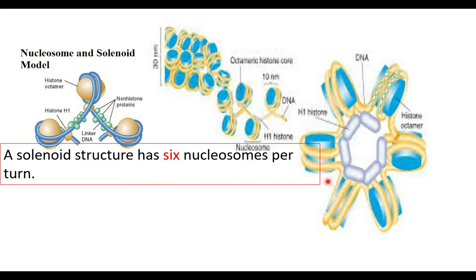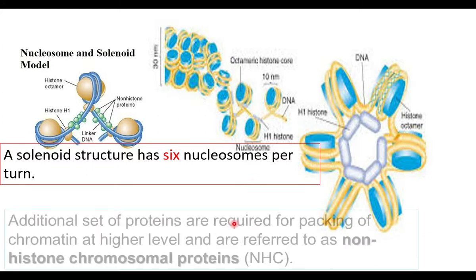The term is known to you. You would have learned it in physics. 6 nucleosomes form a solenoid. Again the solenoids, non-histone proteins. The green colored globular structures are non-histone proteins. The non-histone proteins help the further, higher level folding of the chromatin.